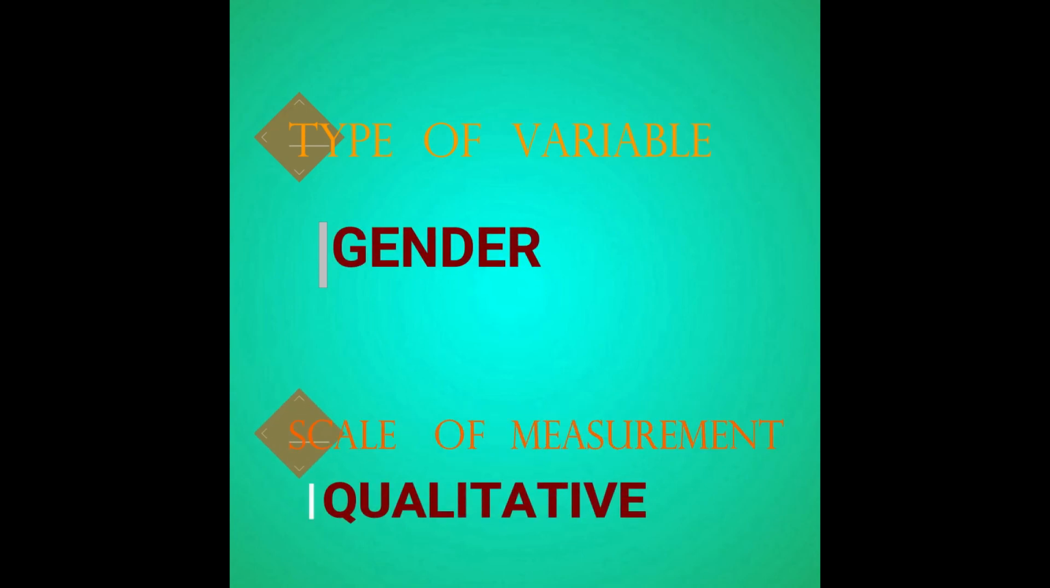The type of variable that had been used was gender, and for the scale of measurement, it is qualitative, to describe the non-numeric value, which is the gender.